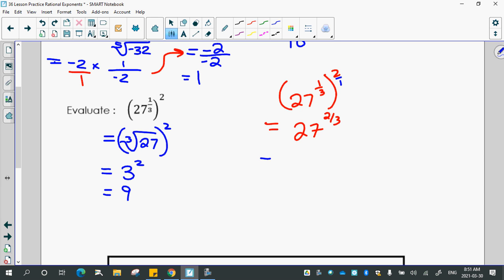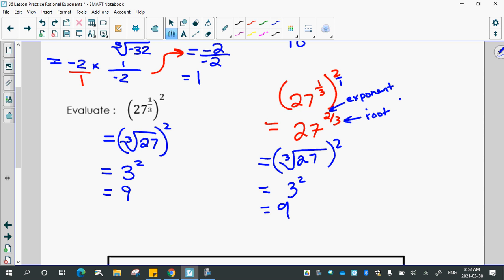So you have to remember when you're doing this that the bottom number represents the root and the top number represents the exponent. And we almost always do the root first. Third root of 27 squared, just like that step there. 3 squared is 9. So we now know the meaning of a rational exponent with a numerator other than a 1. The top number is the exponent, the bottom number is the root.